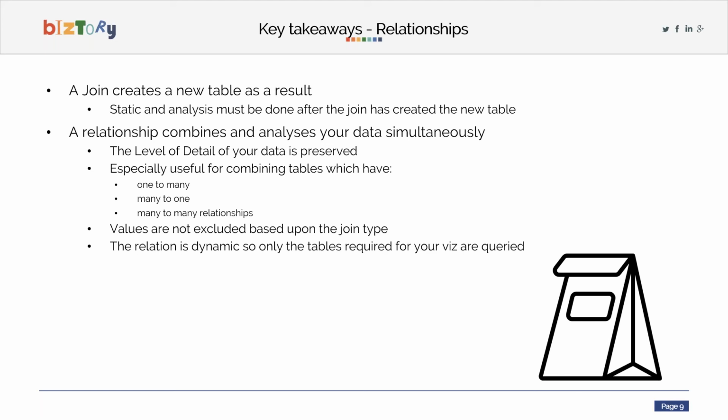So before, if you have things like an inner join, you exclude some of your data. With relationships, you don't get that. You've got the flexibility to choose what you can see and understand why things are happening. And the relationship is dynamic, so only the tables required for building your Viz are queried. So you're no longer querying tables that you don't need to. It makes your queries much more performant and much quicker to run, looking at only those tables that are required for your Viz. So that's it from me for relationships.